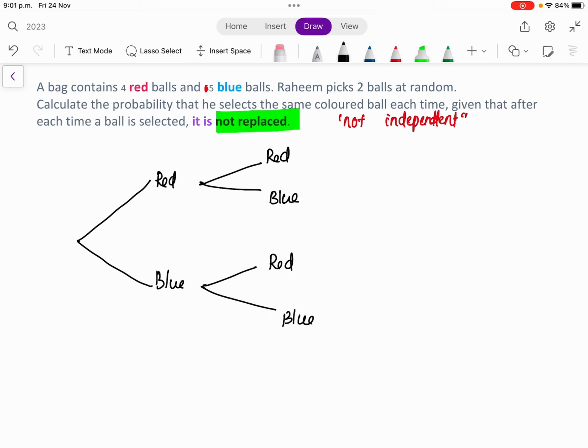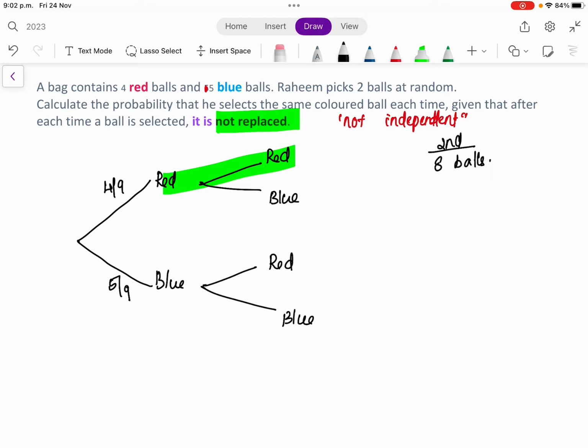So you have to work out the probability of each branch separately. For the red, it is 4 over 9, and for blue, it is 5 over 9. Let us work on this branch now. If there's red, in the second case, since it is not replaced, the total number will be 8. So for the second trial, the total number is 8 balls. That you have to remember.